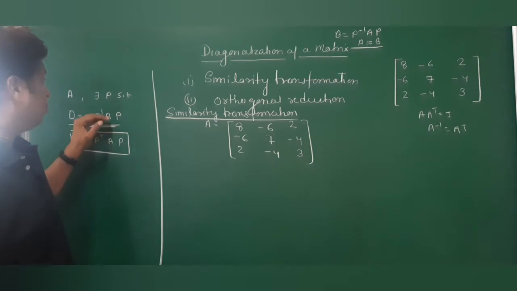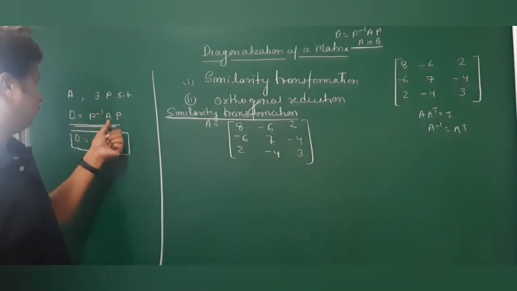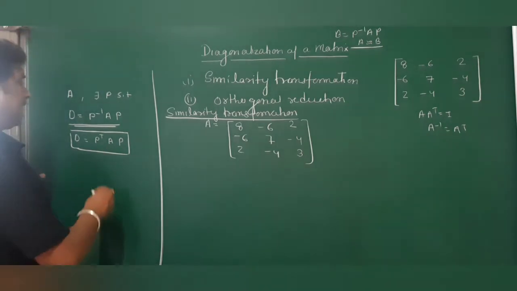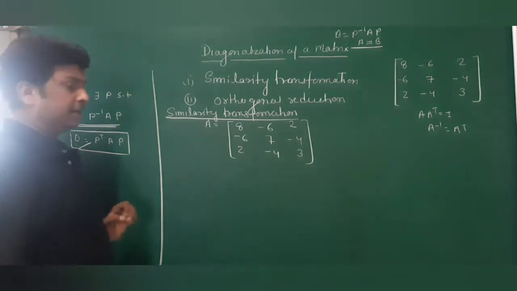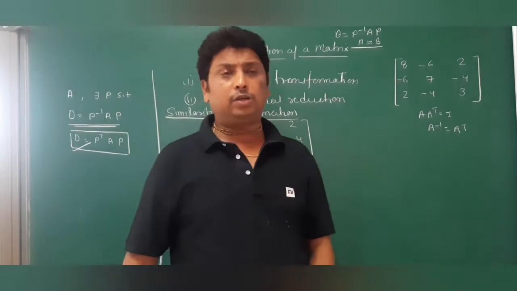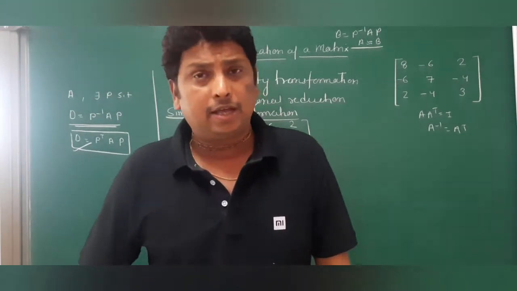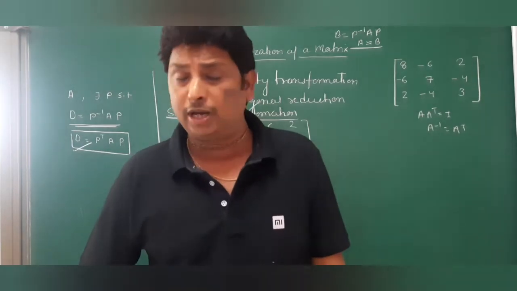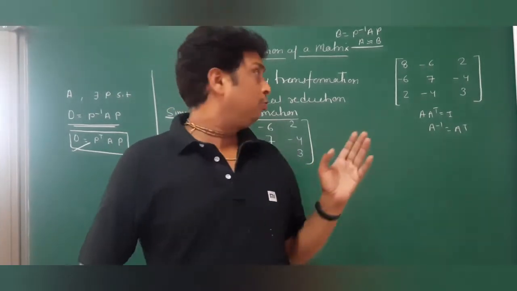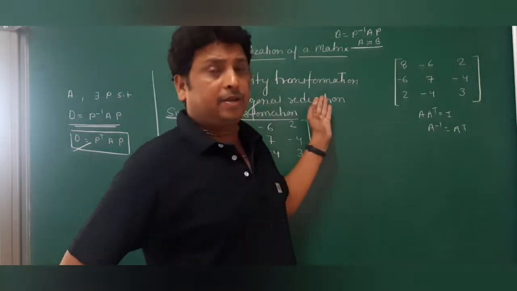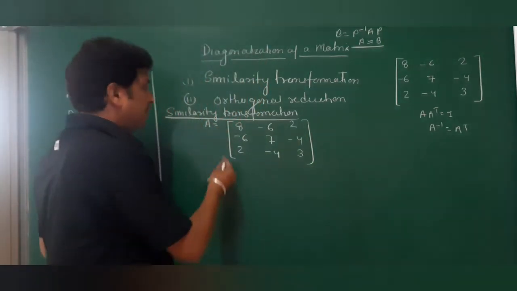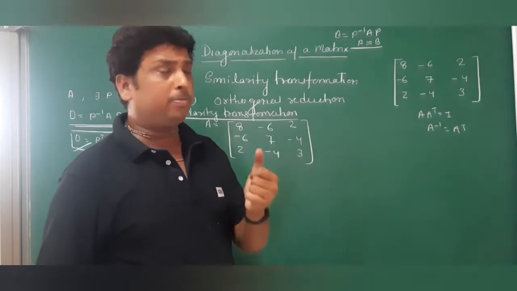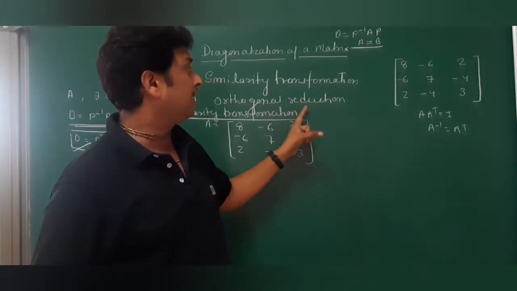So there are two methods. First of all, I will do by this method, meaning how we reduce the given matrix into diagonal form using orthogonal reduction. Then we will go for similarity. So this matrix is given and the question is: reduce the matrix into diagonal form using orthogonal reduction method.